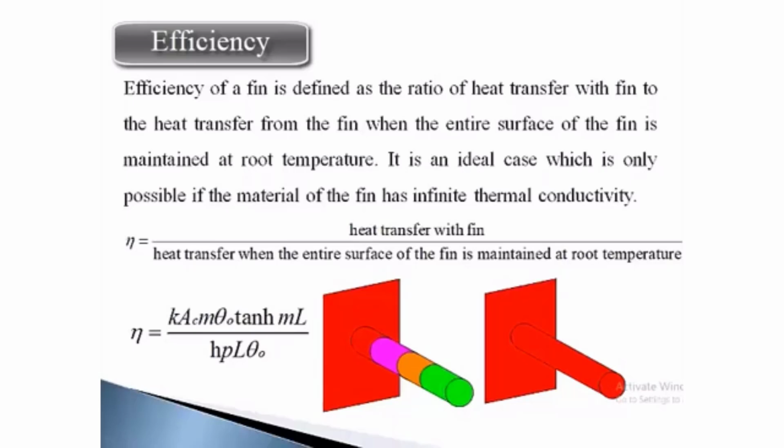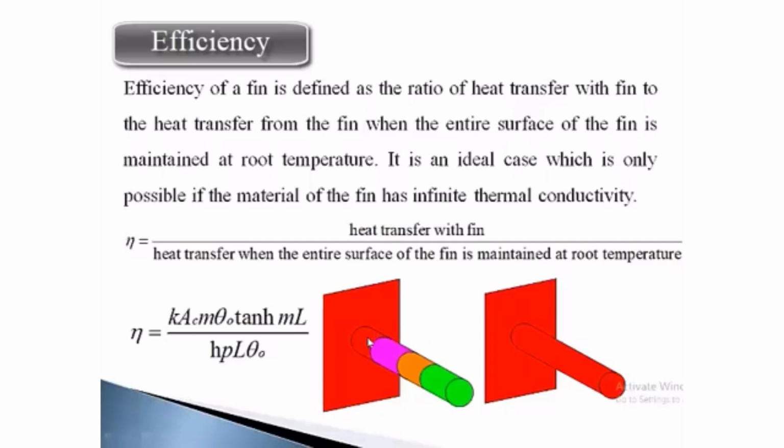Now the heat is flowing from the base to the end. The heat transfer is taking place through the fin. Now we can see that at the end the temperature is less, and since the temperature difference is small, the convection taking place from this part is considerably less compared to this area, where the temperature difference is going to be more.